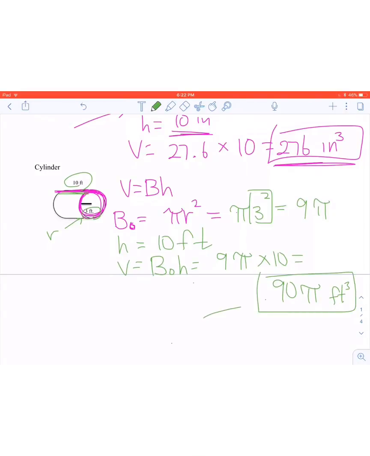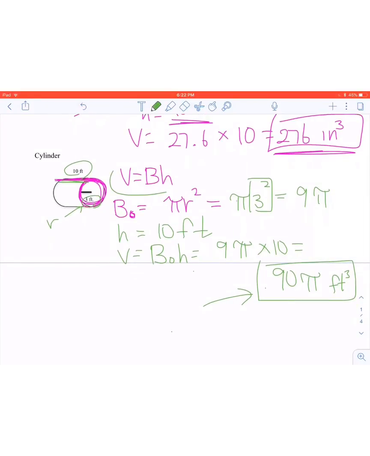Should you be able to multiply 90 by 3.14? Sure. Or you can just leave it as 90 pi. Okay. Again, the main idea is you are going to multiply the area of the base by the height to find the volume of any type of prism.